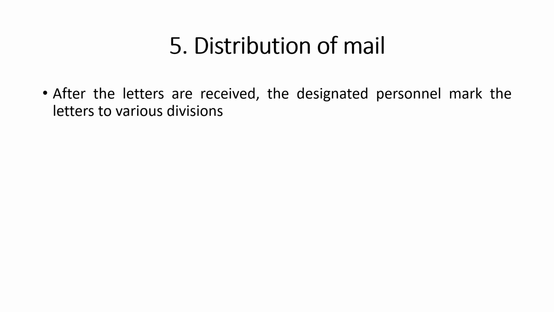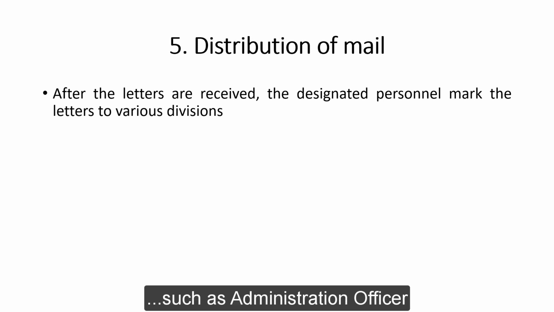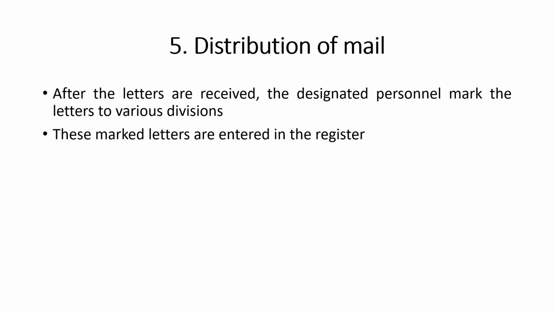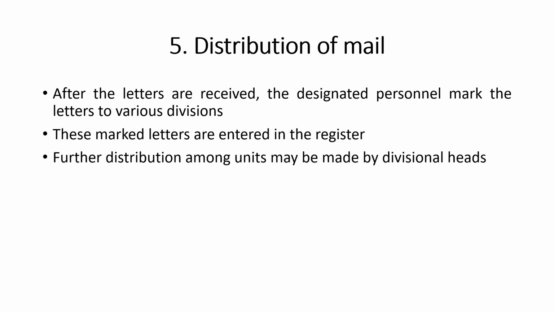Distribution of mail. After the letters are received, the designated personnel mark the letters to various divisions such as administrative, finance, or head of the departments. These marked letters are entered in the register. Further distribution among units may be made by divisional heads. For example, a letter is for Ms. Tashi under the Department of Agriculture. Then the head of the department may give it to her.